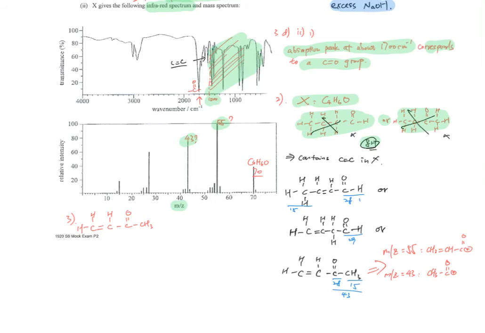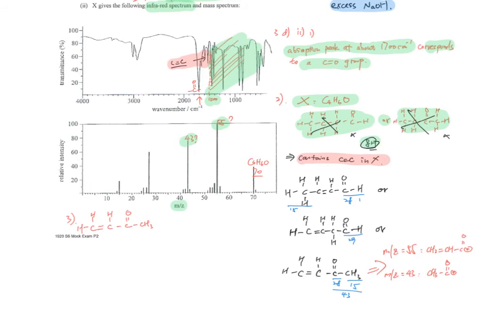So 2 hydrogens less. 2 hydrogens less means it may contain a very important functional group, that is a carbon-carbon double bond. Okay, actually carbon-carbon bonds can also be observed in the infrared, but they are very difficult to observe.